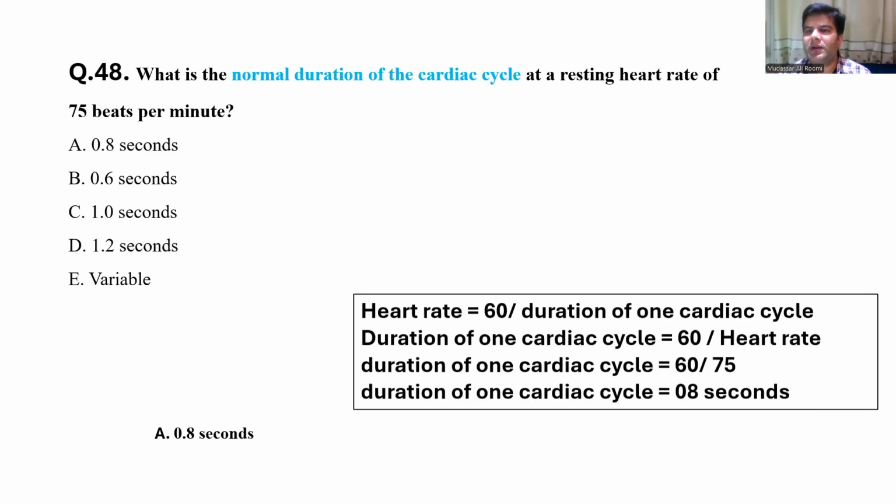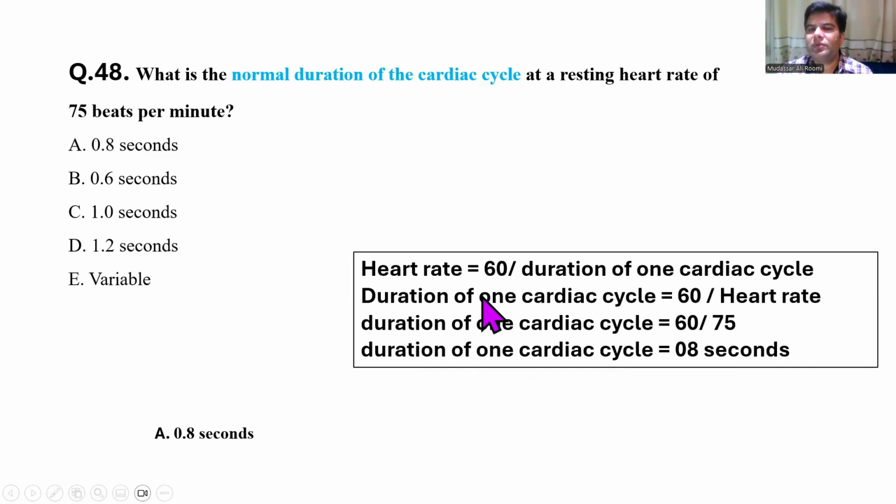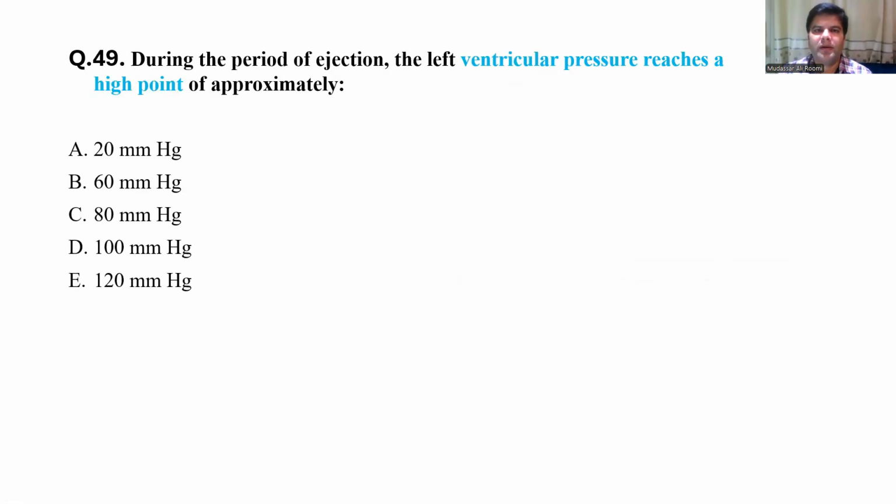And how do we calculate it? Heart rate is equal to 60 divided by duration of the one cardiac cycle. What is the 60? 60 is 60 seconds in 1 minute. The duration of one cardiac cycle is equal to 60 divided by heart rate. In this case, heart rate was 75, so 60 divided by 75, answer is 0.8 seconds. So this is the duration of one cardiac cycle in this case.